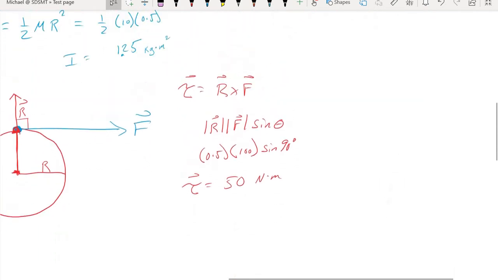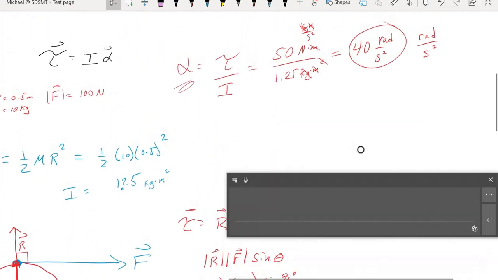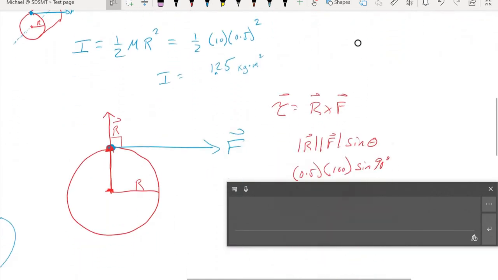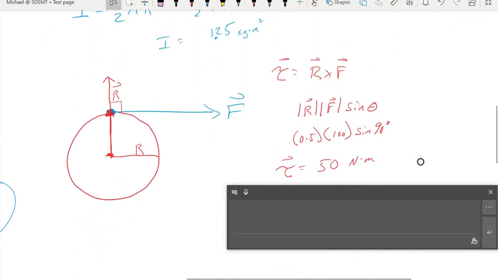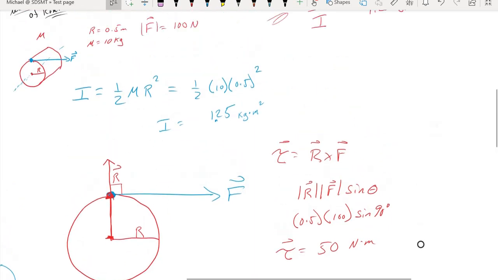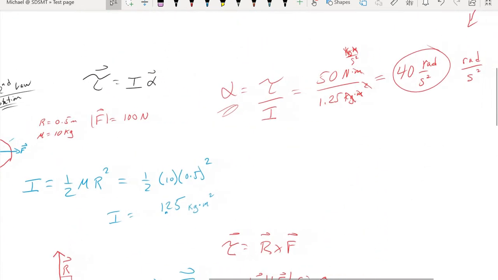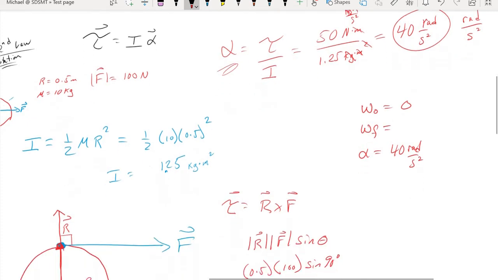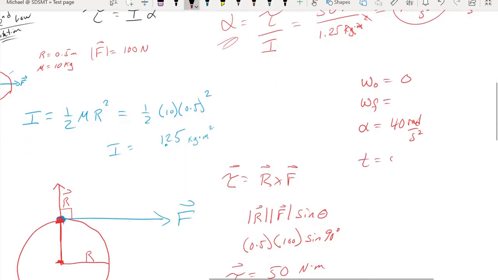So this 10 kilogram cylinder of half a meter is rotating with an angular acceleration of 40 radians per second squared, which is actually pretty fast. If we assume that this cylinder started from rest, and it's accelerating at a rate of 40 radians per second squared, how fast is it going at the end of 5 seconds?